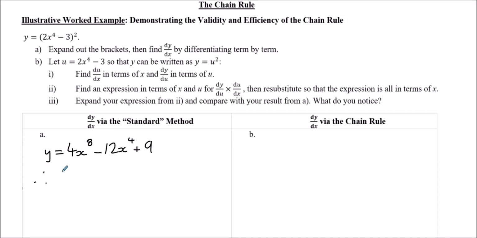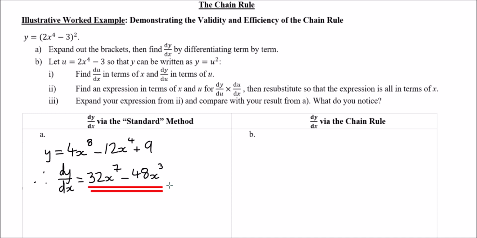Therefore, as usual, dy by dx, bring the 8 to the front, multiply it by the constant, so we get 32x to the 7. Bring this 4 to the front and multiply it by the minus 12, gives us minus 48x to the 3, and the 9 is a constant, so it just vanishes. So dy by dx is 32x to the 7 minus 48x cubed.